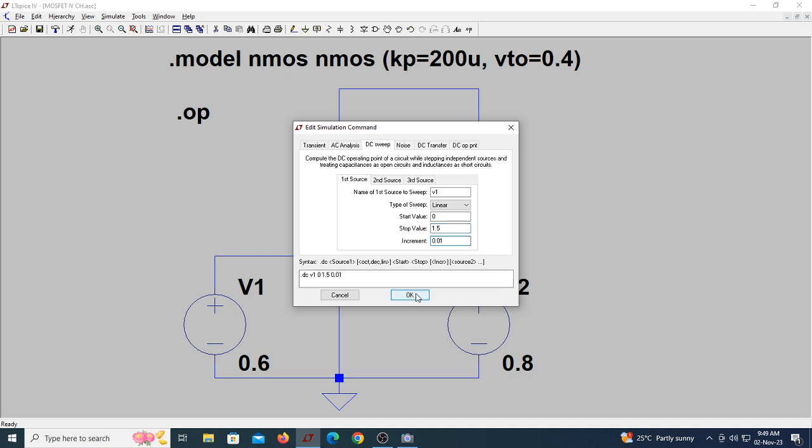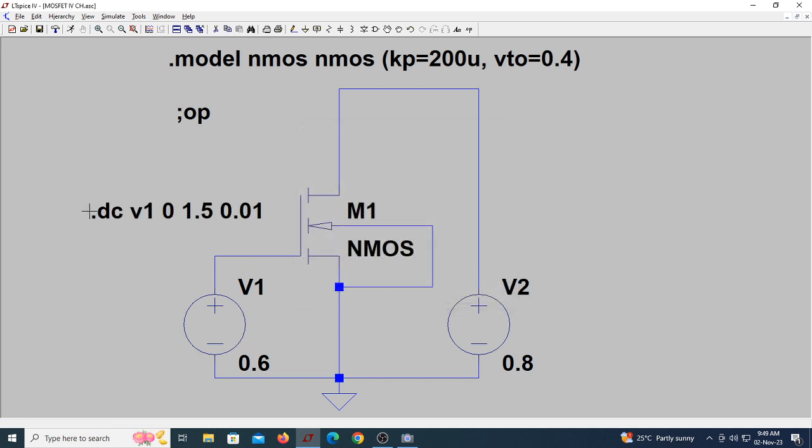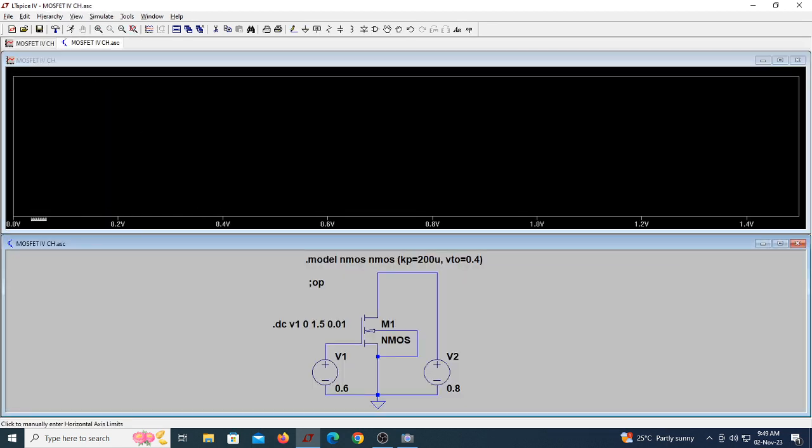Let's look at how it looks. This is the variation. Even though it is 0.6, it will be overwritten by these specifications. Now I will keep VDS at 0.8, whereas VGS is changed from 0 to 1.5 in steps of 10 millivolts. If I run it now, this is how it looks. You can see 0 to 1.5.